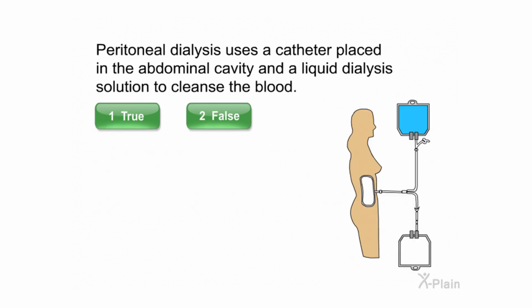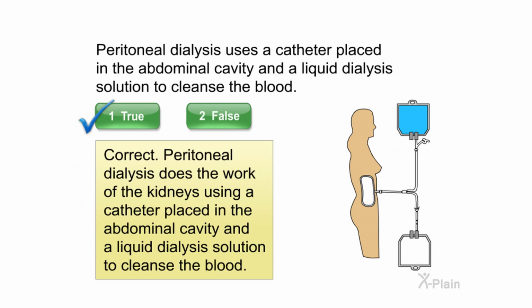Peritoneal dialysis uses a catheter placed in the abdominal cavity and a liquid dialysis solution to cleanse the blood. Select true or false. Correct. Peritoneal dialysis does the work of the kidneys using a catheter placed in the abdominal cavity and a liquid dialysis solution to cleanse the blood.